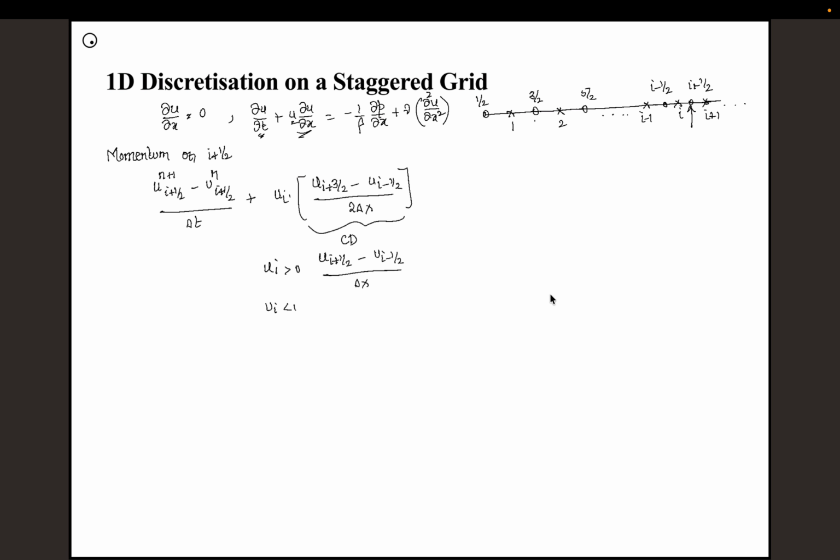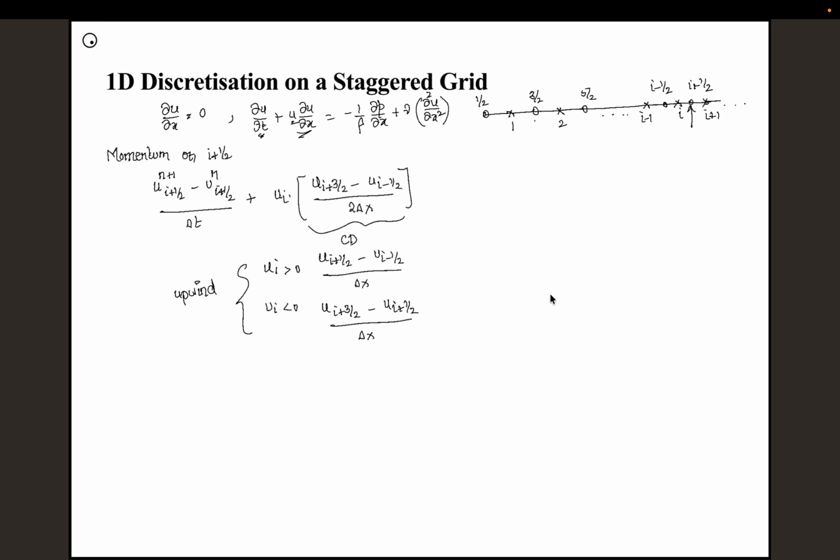If ui is negative, then we'll have it the other way. So this will be at this point if it is negative. So we have to take the other coordinate, u i plus 3 by 2 minus u i plus half, by delta x. This is for upwind. And for any other scheme that we discussed in hyperbolic equations, accordingly you'll have to change this discretization here. So that will be with respect to this.